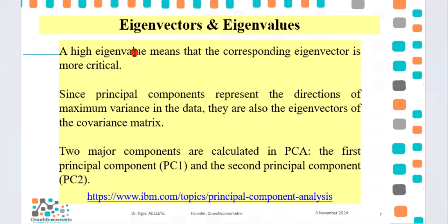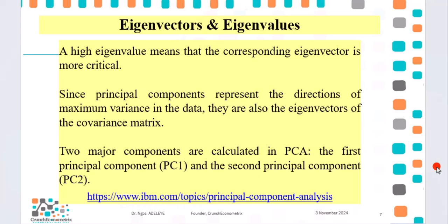I'm going to show this in my next video on the practical application or creation of the PCA. Since principal components represent the directions of maximum variance in the data, they are also eigenvectors of the covariance matrix. There are two major components to be calculated in the PCA: the first principal component and the second principal component. But this may not always be the case. You may only have one major component to use to construct your PCA. I'm going to show you this in the next video.